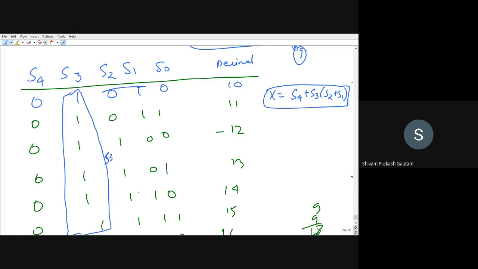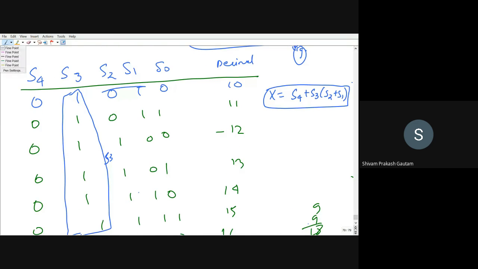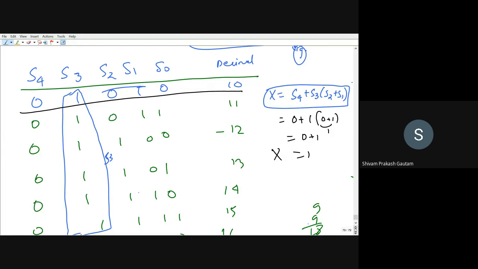Just check if our bit is high. If our bit is illegal, then our X will always be high. How? Let us just check for this first number, right? See, what is S4? S4 is 0. What is S3? S3 is 1. S2 is 0, OR with S1. S1 is 1. So this will always produce 1. So 1 into 1 will be 1. So 0 plus 1, this will be 1. So X is 1, high. You can see here, this is the logic which you will use. Similarly, there can be many more logic, right? But if you use this logic, you will always get X is equal to 1.